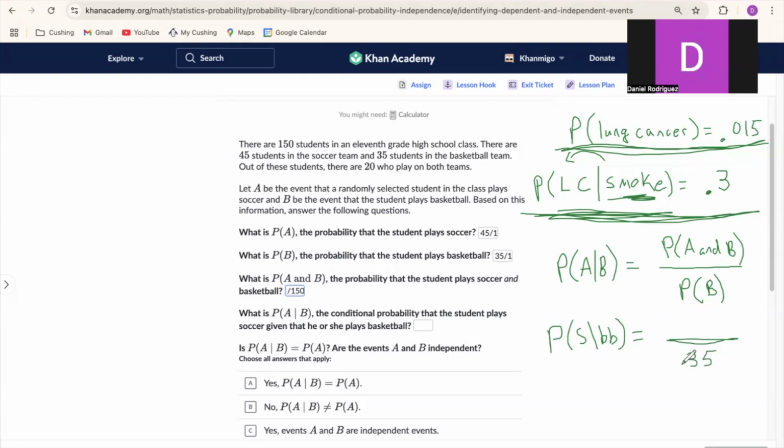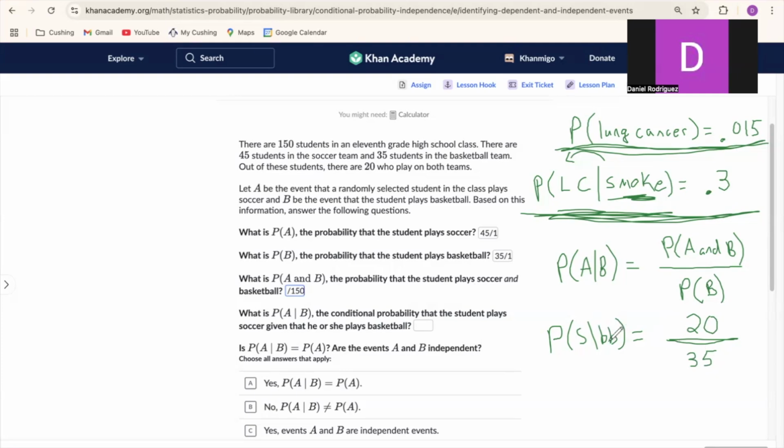So the probability you play basketball is 35. Given that I play basketball, what's the probability I also play soccer? This number here is going to be the soccer players, but it also has to be the basketball players because it's given that they play basketball. The number here, A and B, that's soccer and basketball, that was given in the question is 20. I'm just going to write in the number 20, right? Because 20 people played both out of 35 who played basketball.